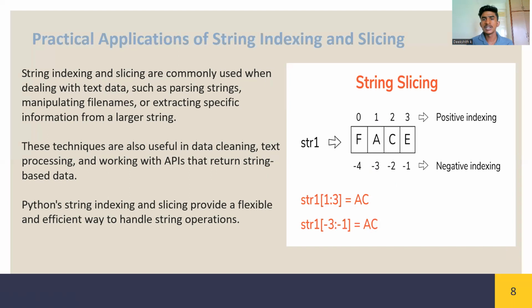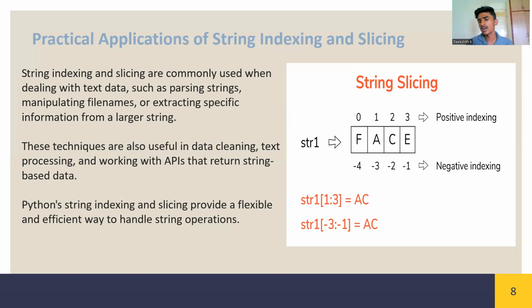Practical application of string indexing and slicing. String indexing and slicing are commonly used when dealing with text data, such as parsing strings, manipulating file names, or extracting specific information from a larger string. These techniques are also useful in data cleaning, text processing, and working with APIs that return string based data. Python string indexing and slicing provide a flexible and efficient way to handle string operations.